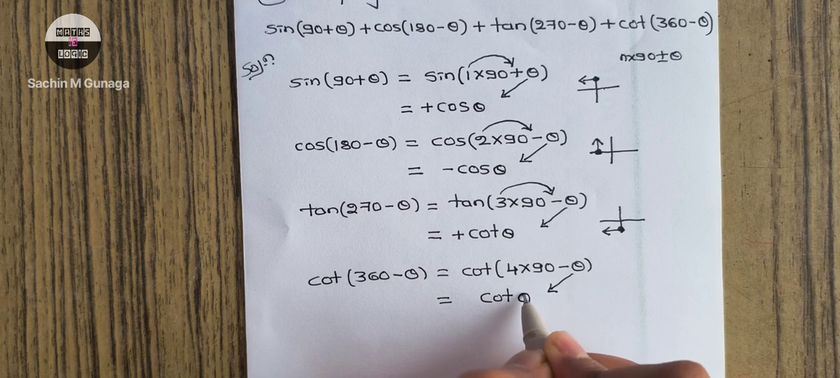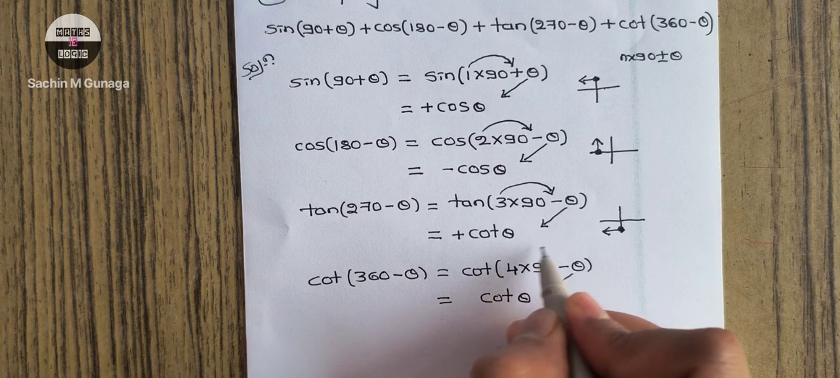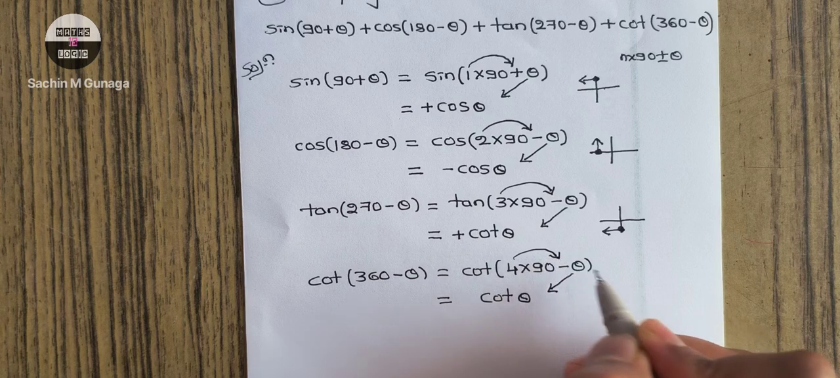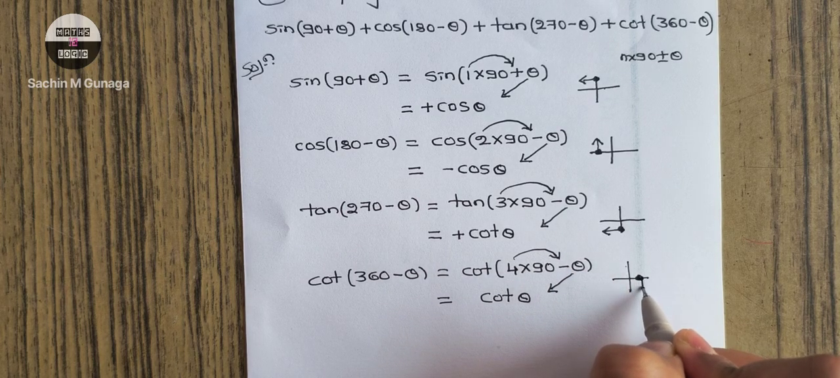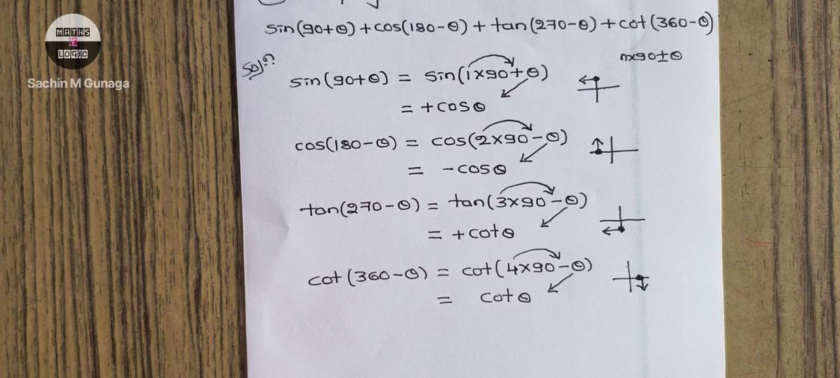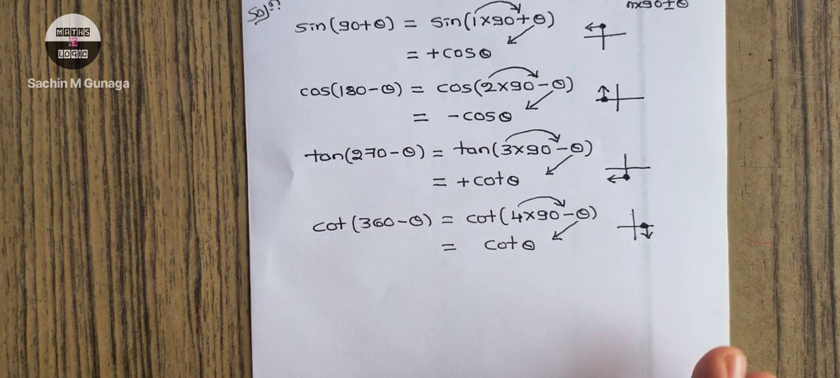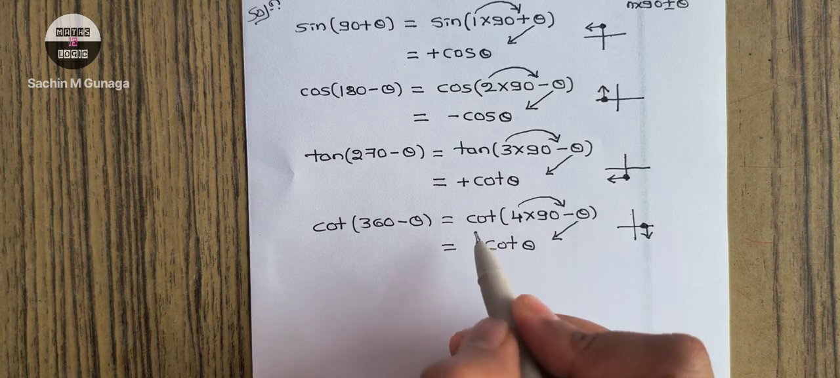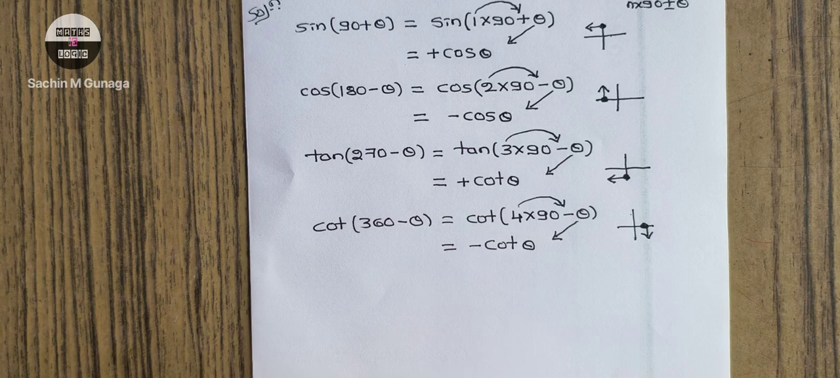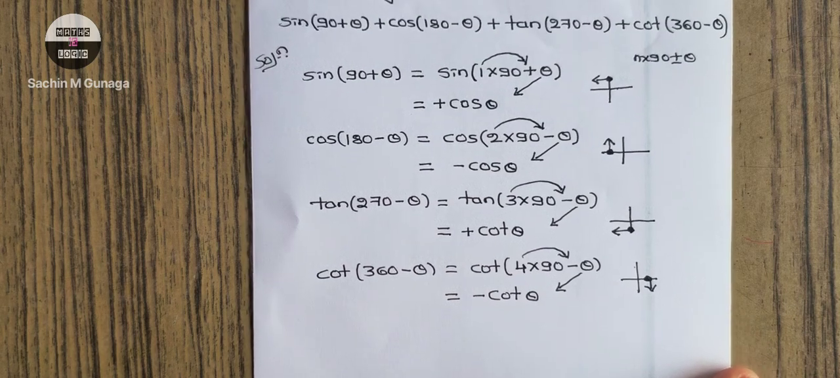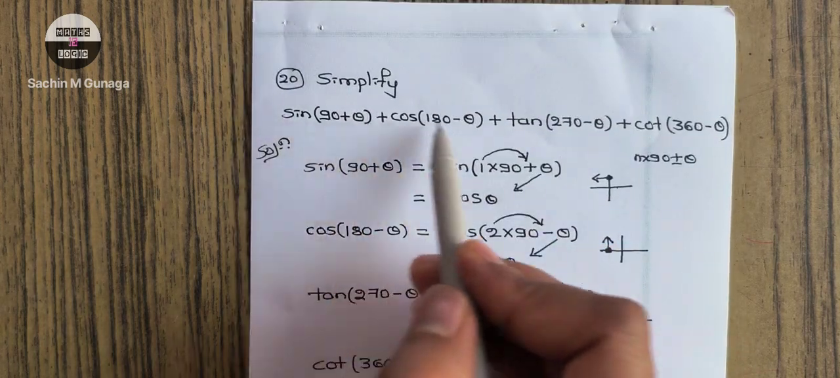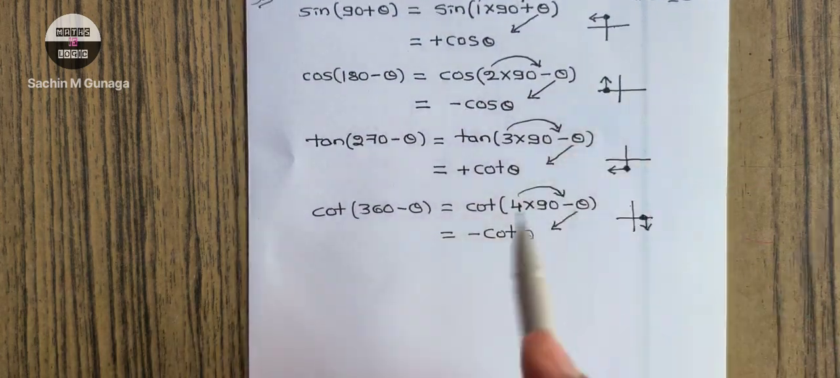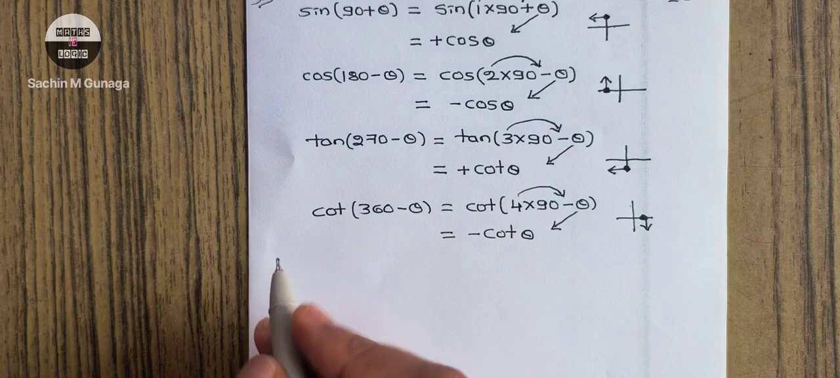Again this theta keep it as it is. Next, 4 minus. So 0, 1, 2, 3, 4, minus means previous quadrant. So previous means this is the fourth quadrant. In the fourth quadrant cot is which sign here? Minus. So after getting all 4 values, again rewrite the given expression.